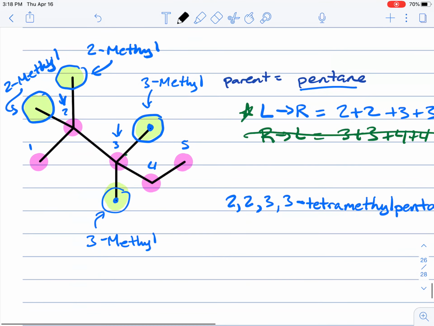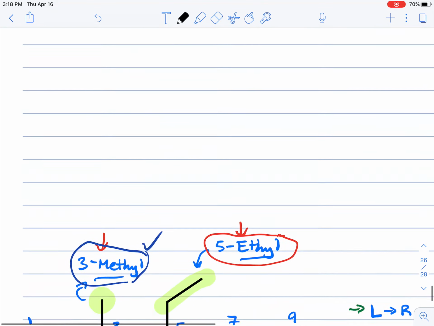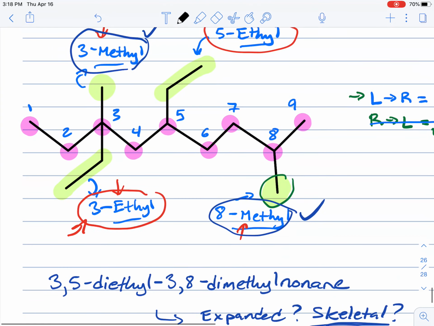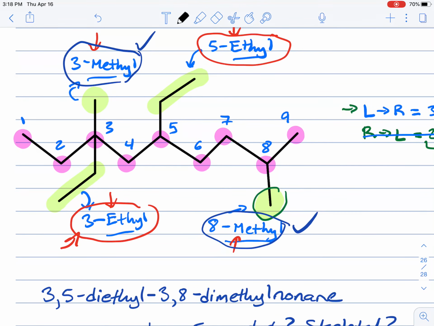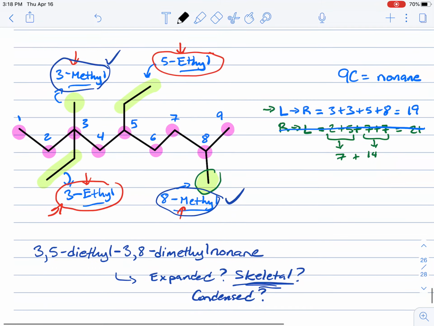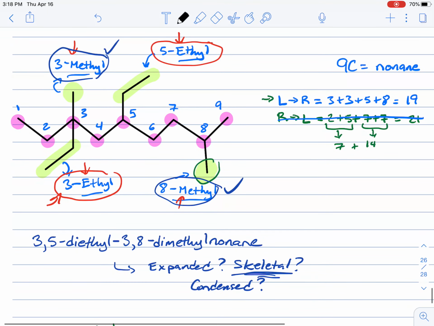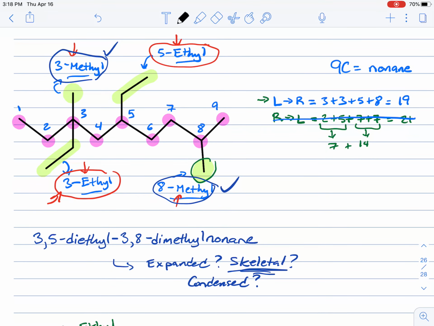Okay. All right, so I hope this clarifies the way to name these alkanes with substituents. In the next video, we'll go ahead and take it a step further, and we're going to learn how to name these alkanes with halo groups as our substituents.